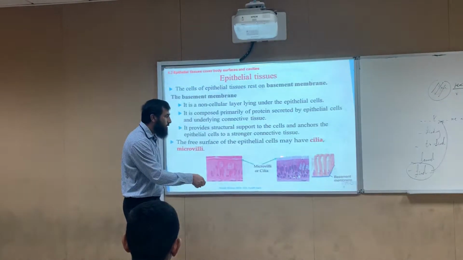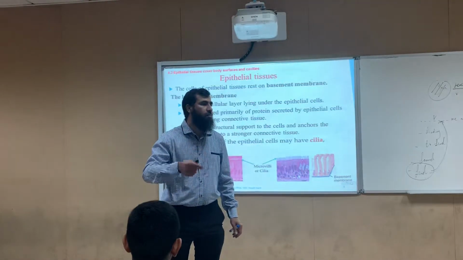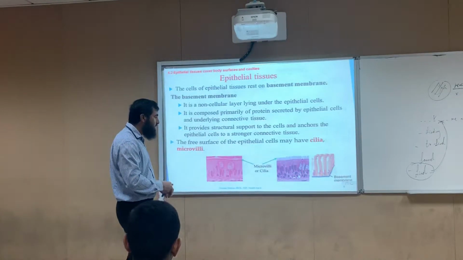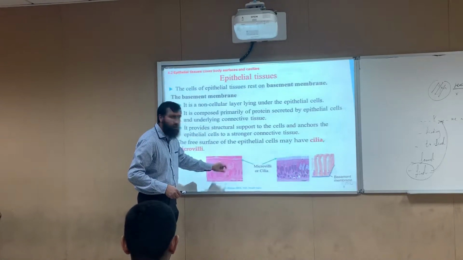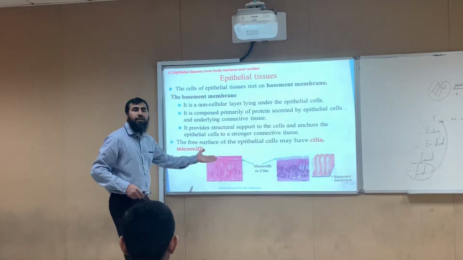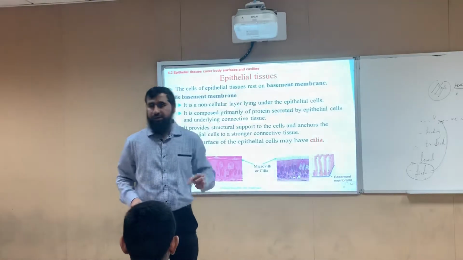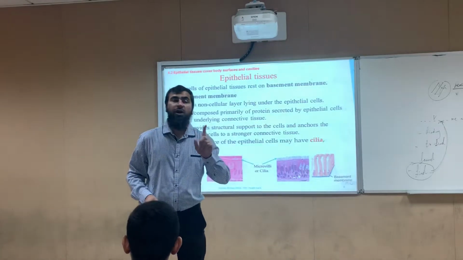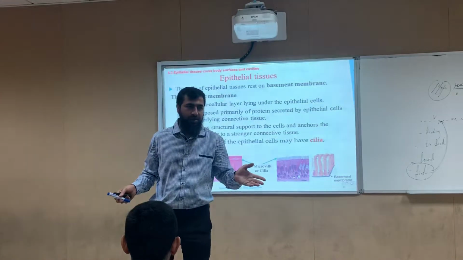Mucus is there to trap the pathogens or particles that you breathe in through the air. So here's another very clear example. This is a goblet cell that produces mucus. So it's one cell acting as what type of gland, endocrine or exocrine? Exocrine. Endocrine glands produce hormones. Mucus is not a hormone.